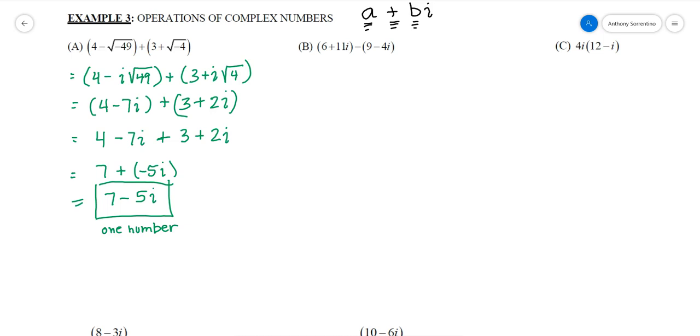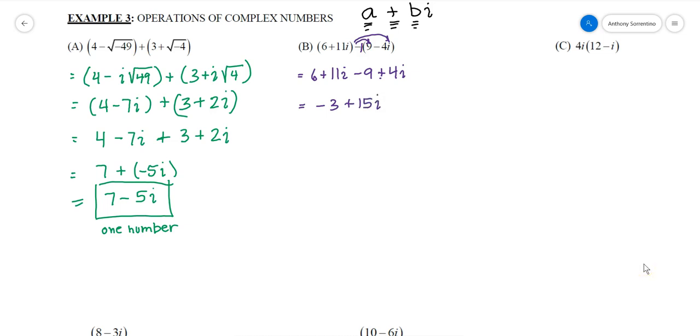Subtraction works the same way, really. The only thing is, I can clear these parentheses on the first one because really nothing's happening to that first grouping. This minus here means there's a minus 1 being multiplied to this, so this has to be distributed. So I do have to have a minus 9, and I have to have a plus 4i here. And then it's just combining like terms again. 6 minus 9 is a negative 3. 11i plus 4i is 15i.